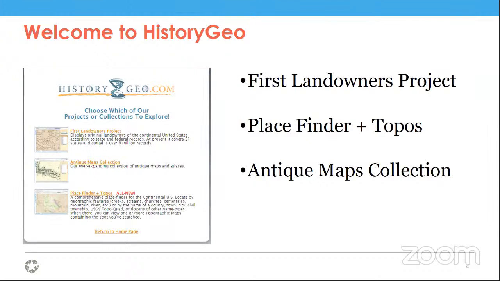As I said, a fairly new feature for them is the place finder plus topos. And this is where you can find places throughout the continental US. You can locate by a geographic feature, such as creeks, streams, churches, cemeteries, mountains and rivers. Or you can look up things by the name of the county, town, city, civil township. And you can also find USGS topo quads, the topographic maps, and many other name types. They have things that you can search by.